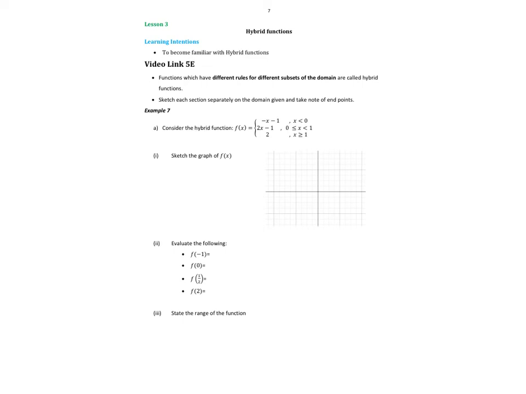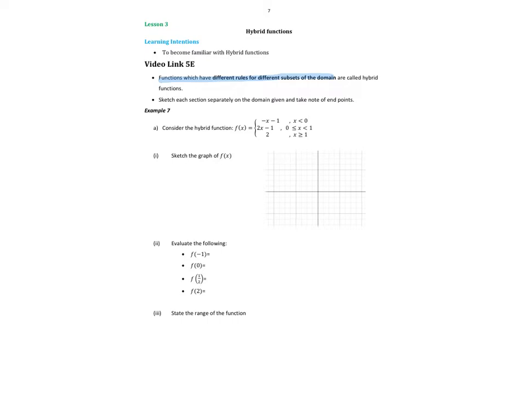Okay, so hybrid functions are, I guess, a snapshot of a number of functions defined over different domains. It could be two, there could be three, it could be any number of functions. As you can see here, they're functions which have different rules for different domains. So the process is really just to sketch each function over the appropriate domain, and then you end up with one rule to represent everything.